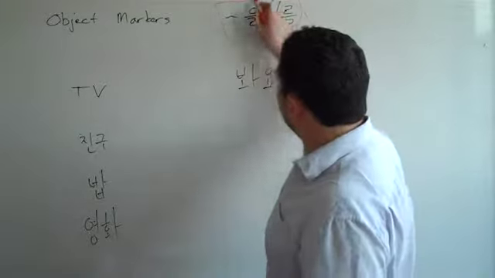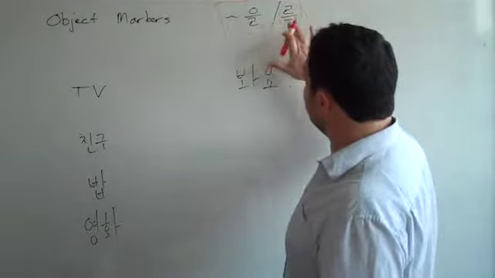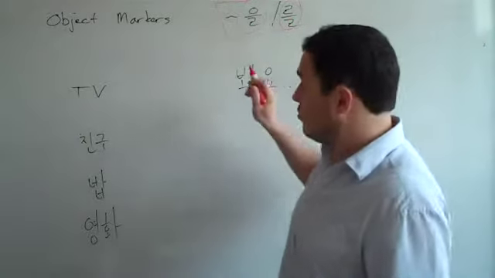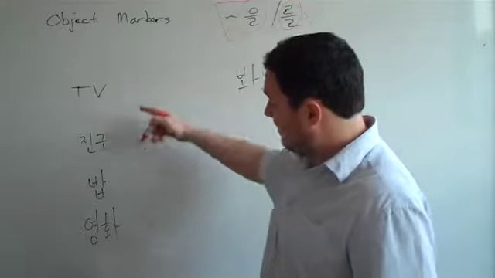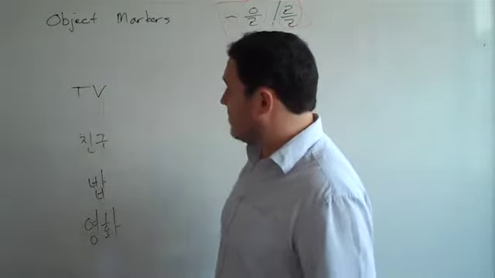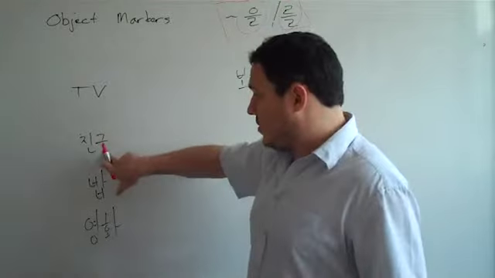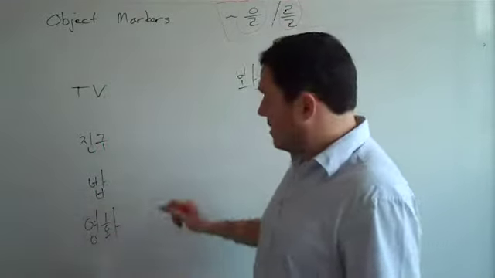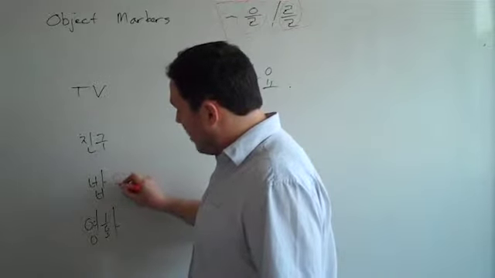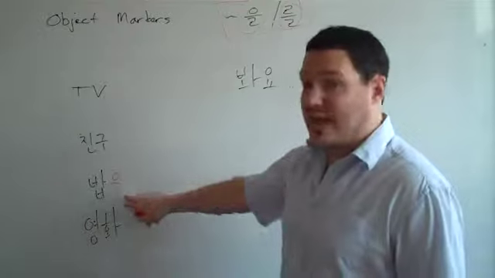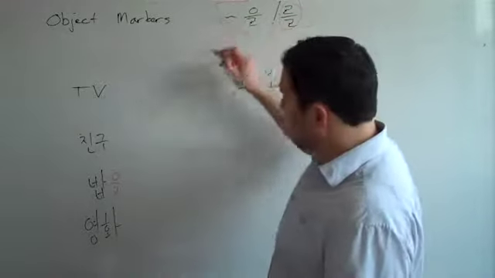So anyways, we've got two, eul and reul. Eul follows a consonant. That's the rule. The only one I have that ends in a consonant here, so TV is going to end in a vowel. So that ends in a vowel. Chingu ends in a vowel. Yeonghwa ends in a vowel. Bap ends in a consonant. So if we wanted to add the object marker, bapeul would be that. And again, it's an attachment, it goes on the end.